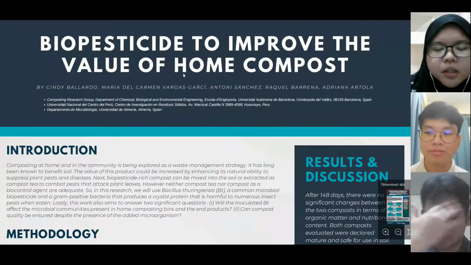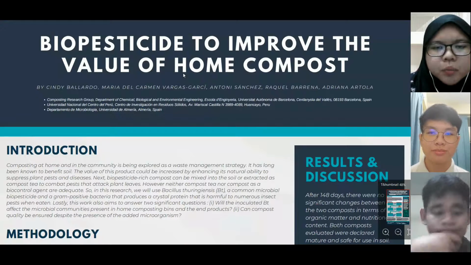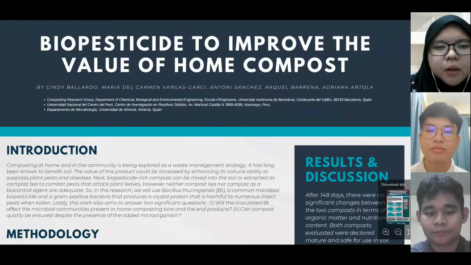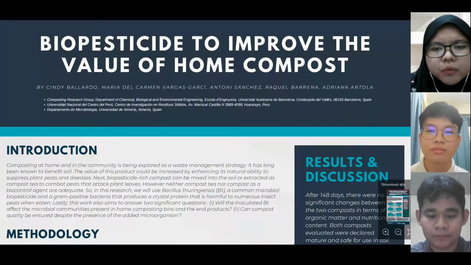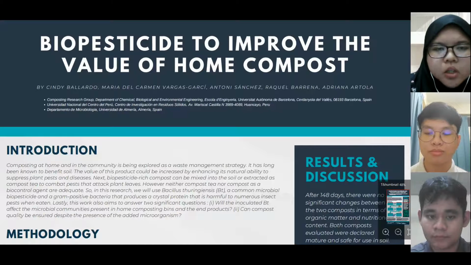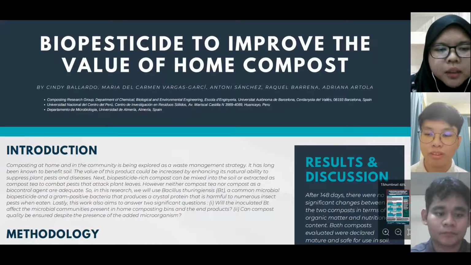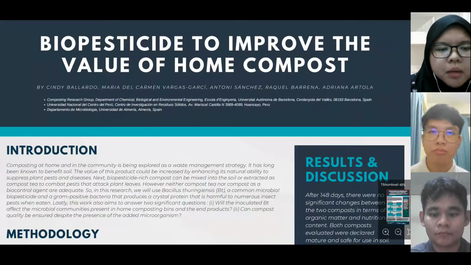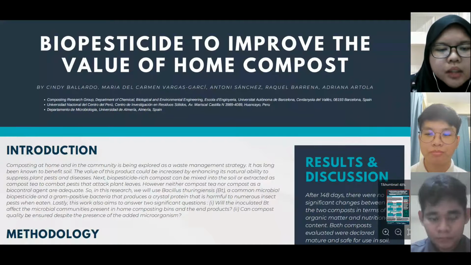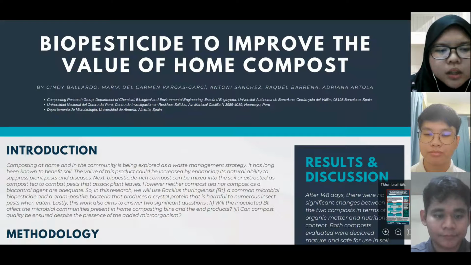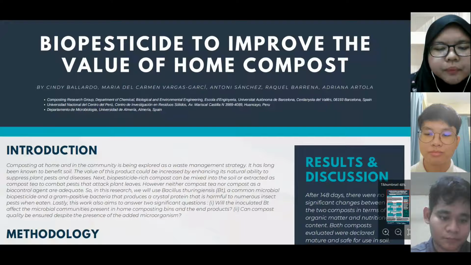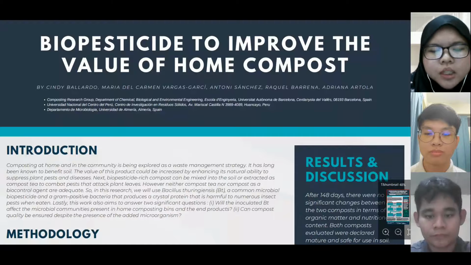So I will begin this presentation with an overview of this poster. Basically, this poster is about how biopesticides can improve the value of home compost. The biopesticide that we'll be using is Bacillus thuringiensis. It's a common microbial biopesticide and a gram-positive bacteria that produces a crystal protein that is harmful to numerous insect pests when eaten.